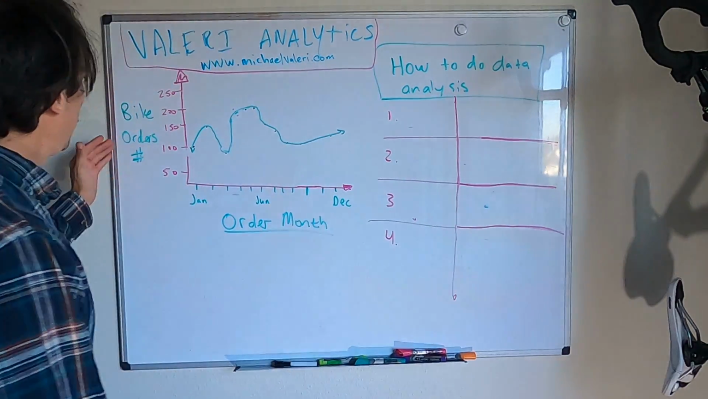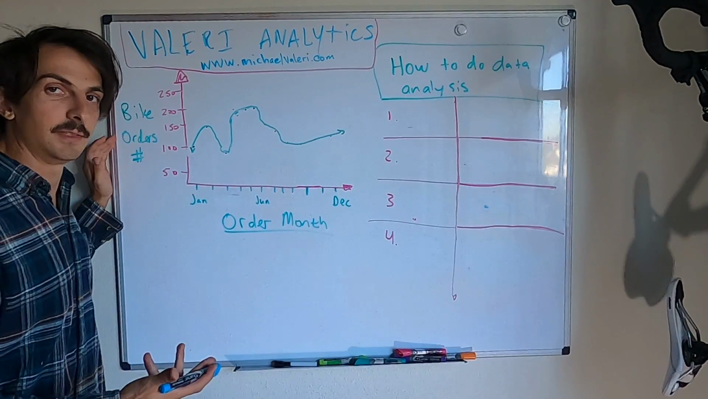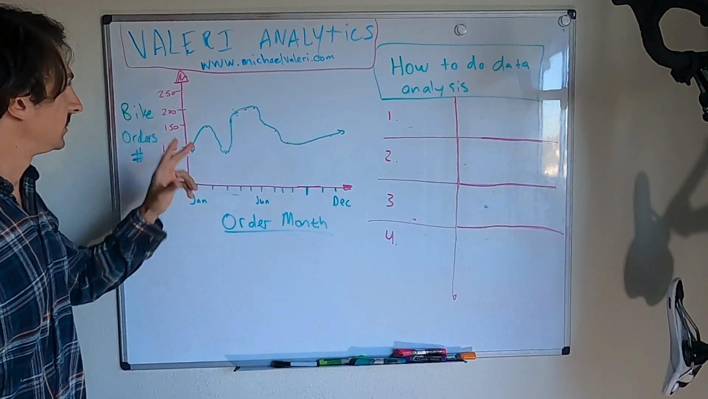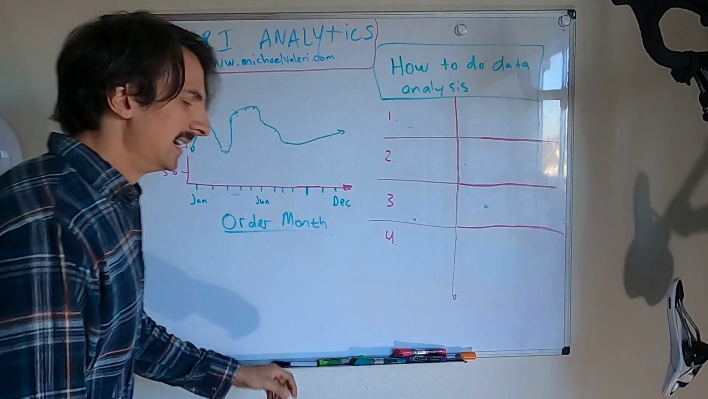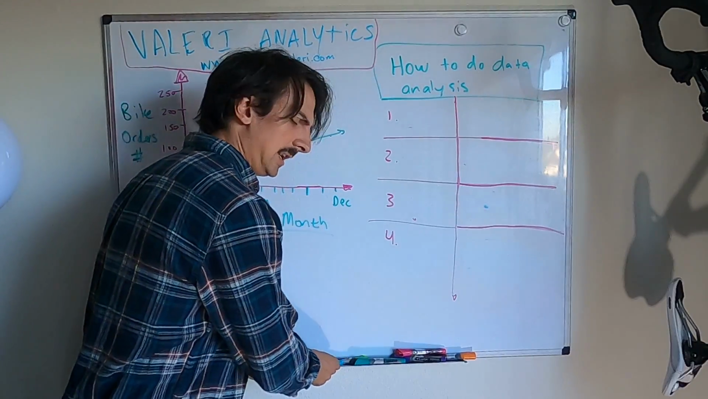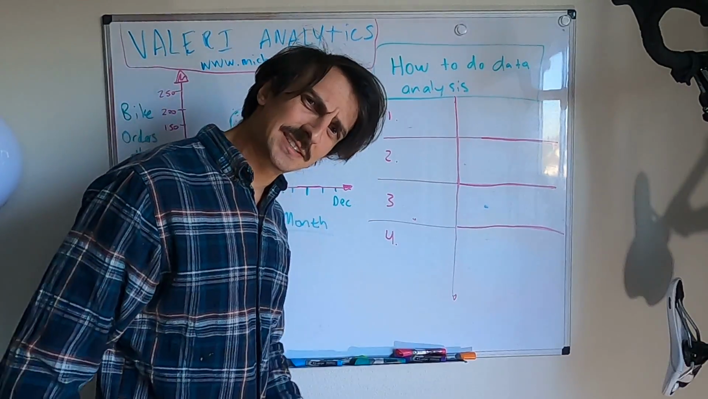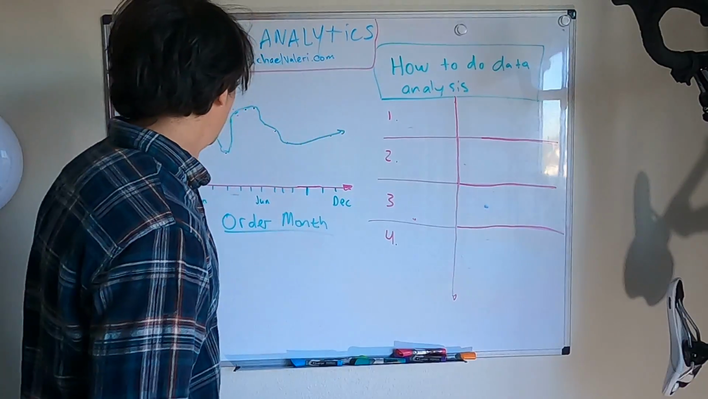And what are we looking at? We're looking at bike orders by order month. And so the VP of sales, you're staring at this and you start noticing things. What do you think you're going to do once you see a chart? You're probably going to start asking questions about it.